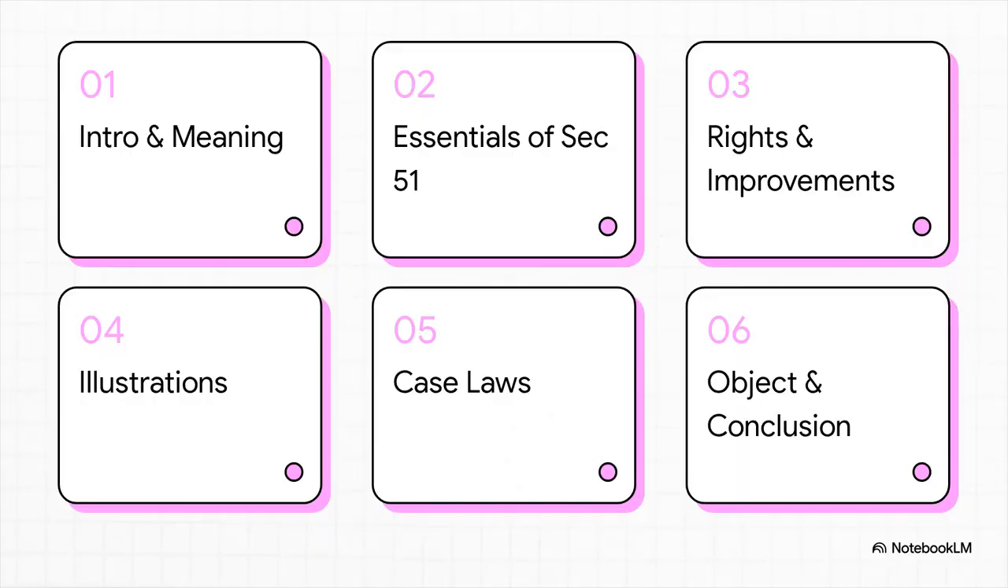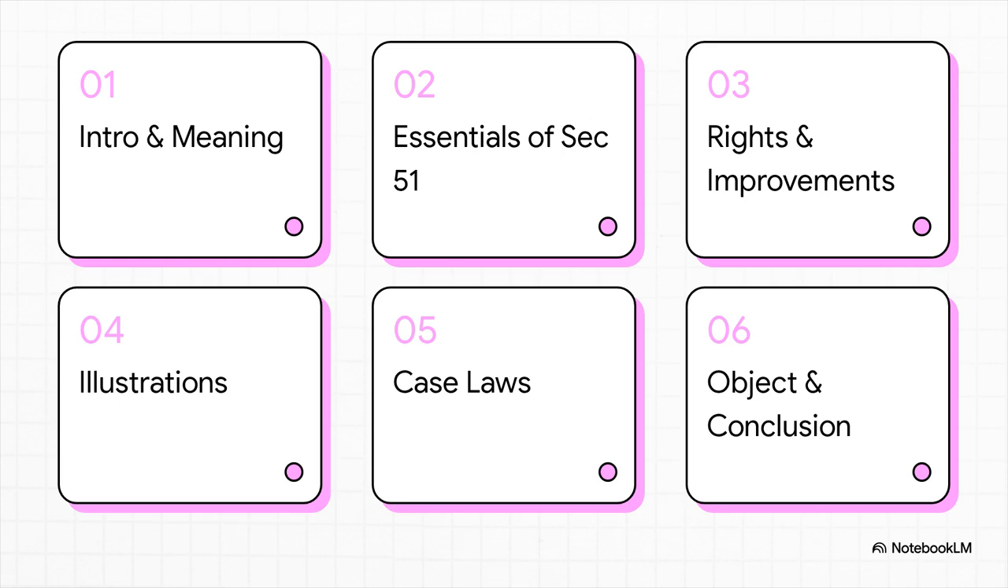Let's begin. 1. Introduction and meaning. 2. Essentials of Section 51. 3. Rights and improvements. 4. Illustrations. 5. Case laws. And 6. Object, limitations, and conclusion. Now listen carefully, you must strictly write these exact 6 headings on the very first page of your exam answer script as a table of contents. Examiners look for this precise structure.